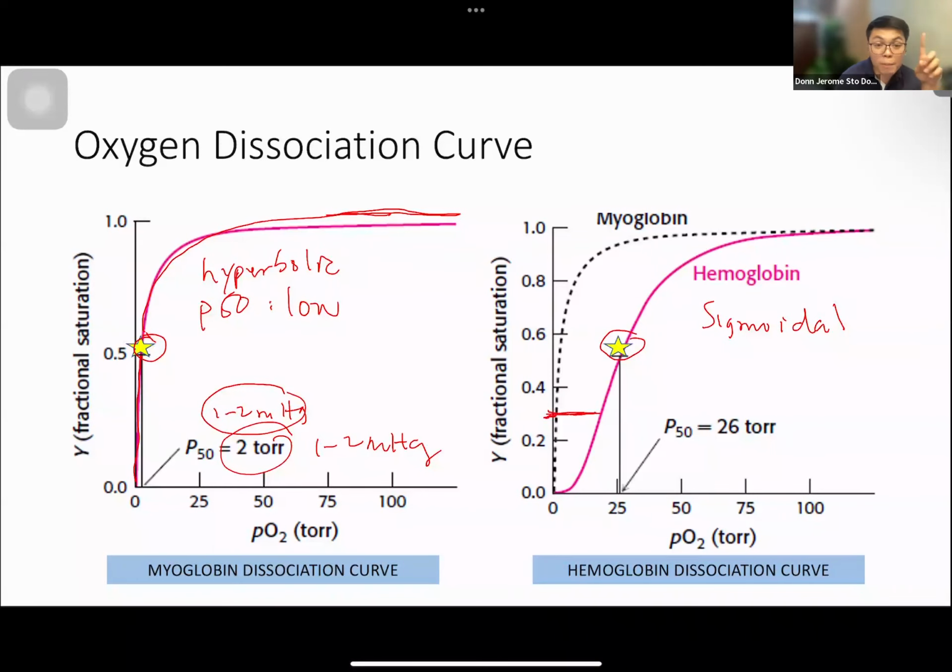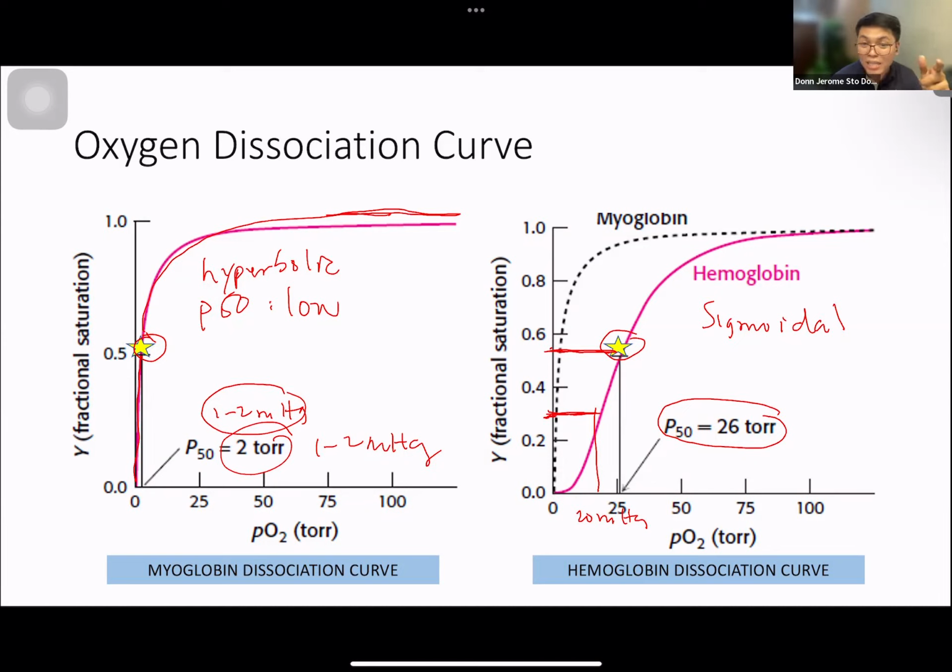So the partial pressure needed for you to saturate 25% of your hemoglobin is around 20 millimeter mercury. That's high. Comparing it with the second subunit, the P50 of your hemoglobin is around 26 millimeter mercury. So from 20, how many partial pressures did you add to saturate the second hemoglobin? Around 6 only, right? So addition of around 6 millimeter mercury would already saturate the second binding site.